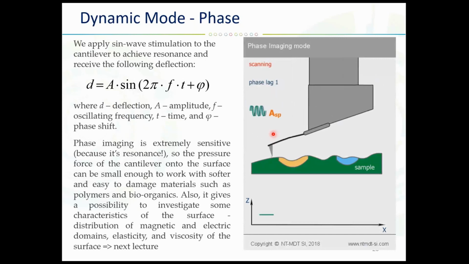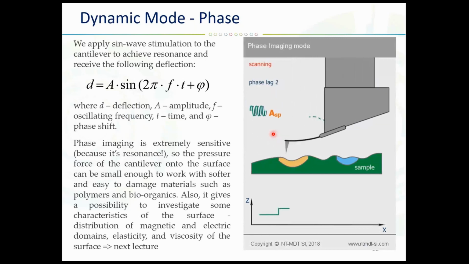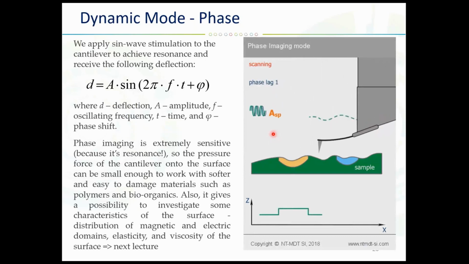Phase contrast imaging is one of the most common imaging methods, and it is a form of dynamic mode. It refers to the phase channel, and an excited cantilever oscillation will exhibit a phase shift between the drive and the response, and it can be defined by this equation. So this is the deflection of the cantilever, and it depends on the amplitude, oscillation frequency, time, and the phase shift.